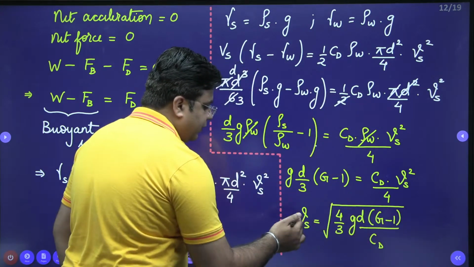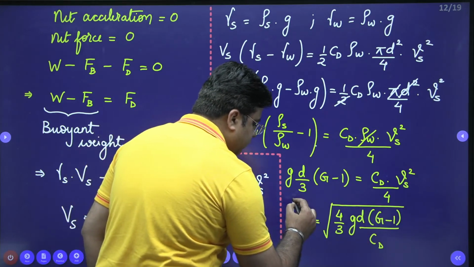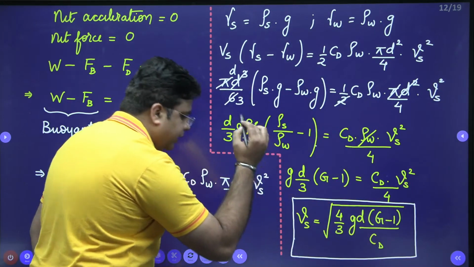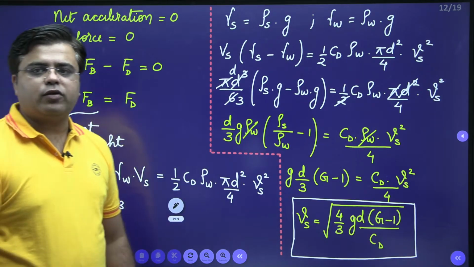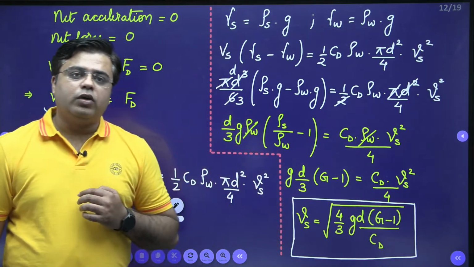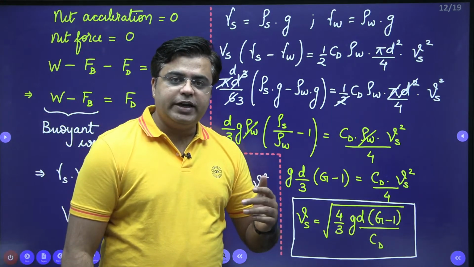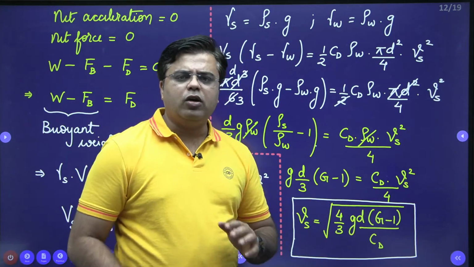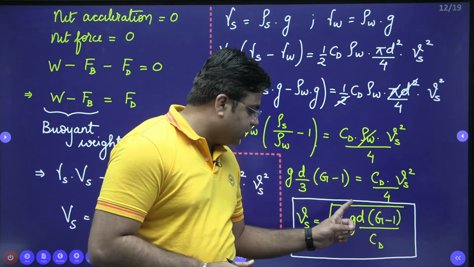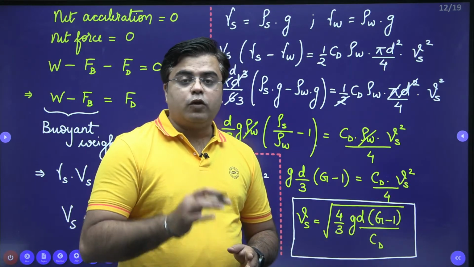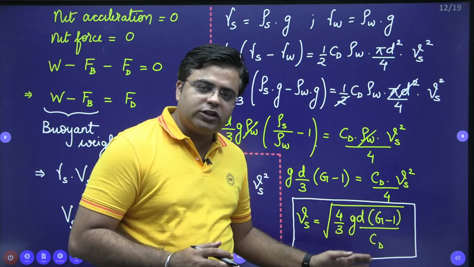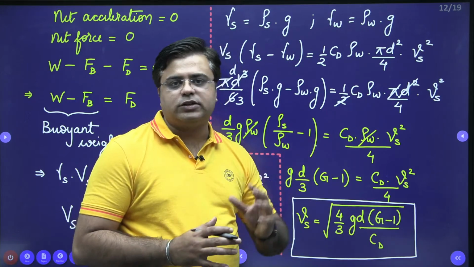Mark it as a very, very important expression because a lot of questions are framed from this expression of settling velocity. Vs is equal to under root 4 by 3 gd into G minus 1 by CD. This is the general settling velocity for a solid. Flow can be any type, okay? This expression can be used to calculate the settling velocity of the solid.